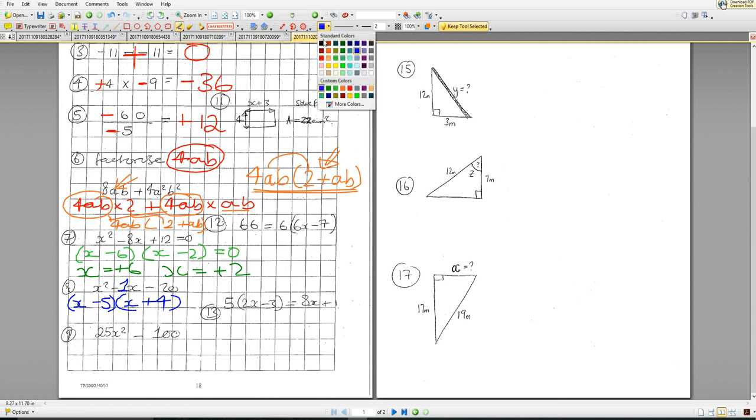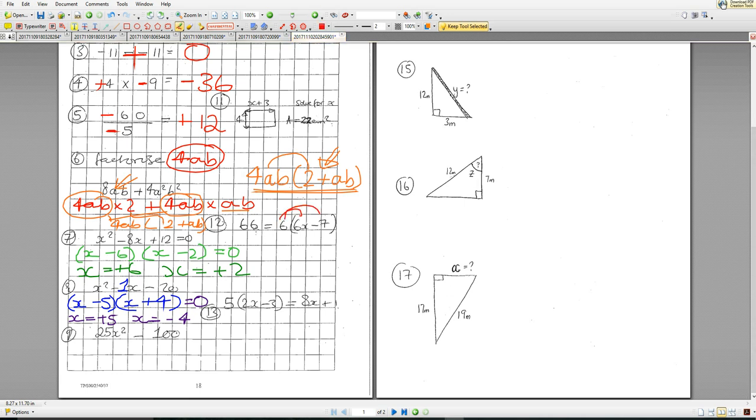Now to finish it off, I need to solve it. And to solve it, I must make each bracket equal to 0. To make this bracket 0, x needs to be equal to plus 5. To make this bracket equal to 0, x needs to be equal to minus 4. And that's the end of question number 8.